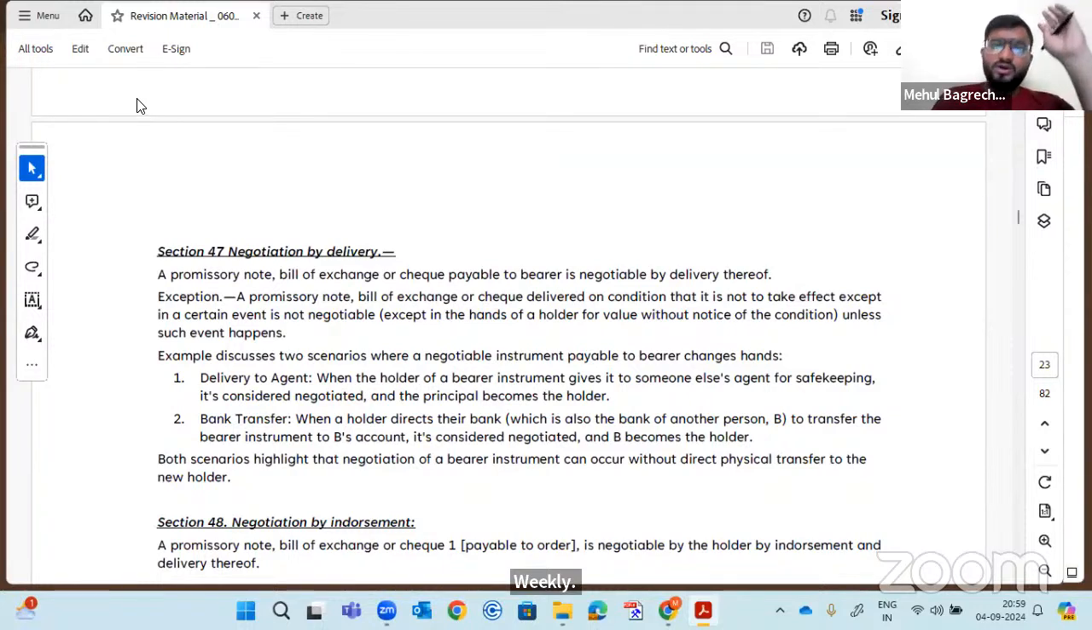Now listen to me very carefully. What is order or bearer instrument? Order instrument: whoever's name is written, that person is the owner of the instrument. Only that person can get the rights.